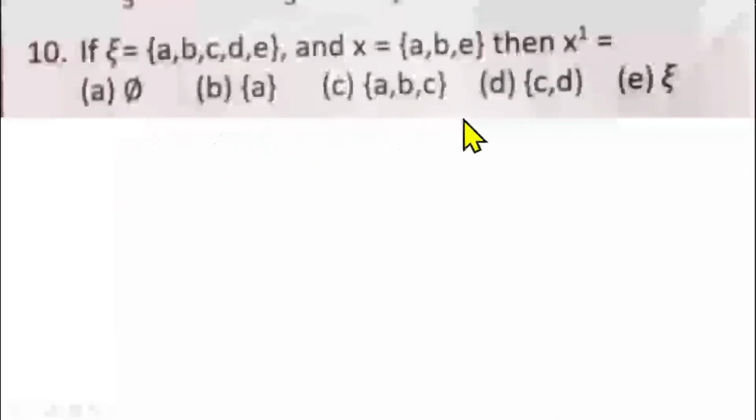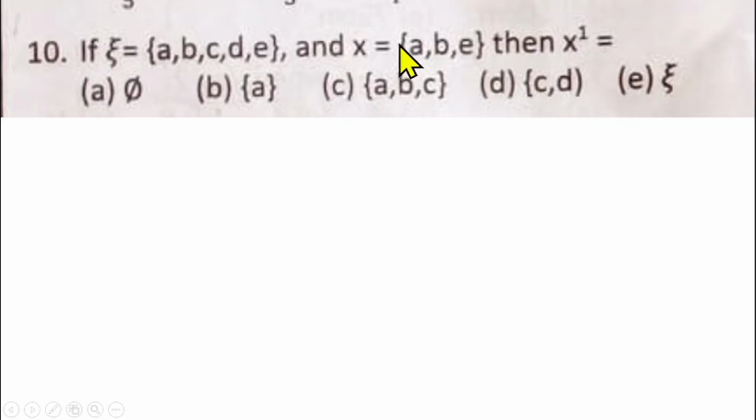Question number 10 is from sets. You are given the universal set to be A, B, C, D, E, and you are given set X to be A, B, E. So the universal set has these elements and the set X has these elements. You have to find X complement.